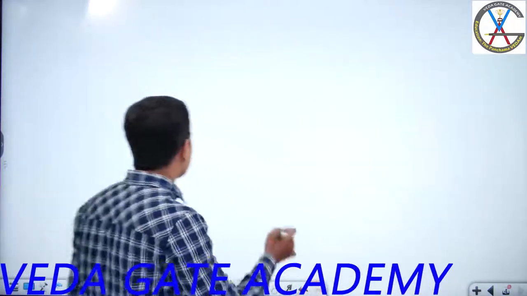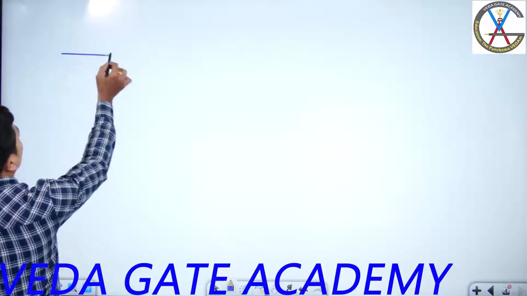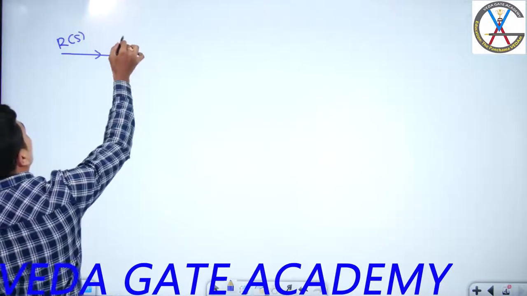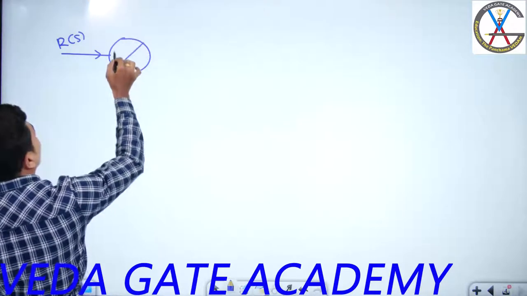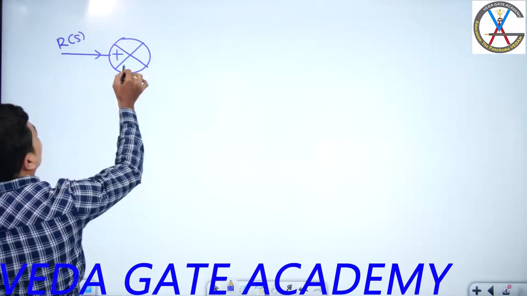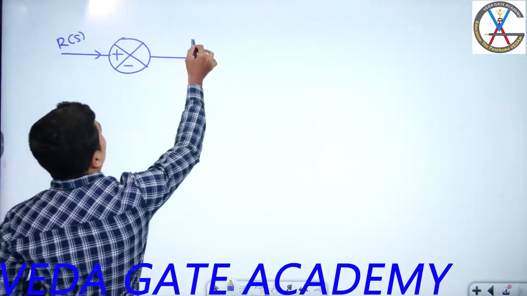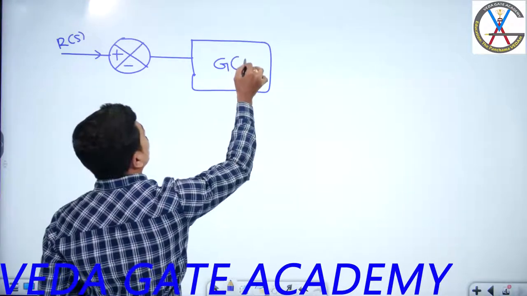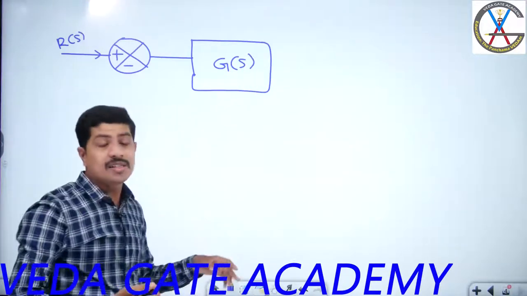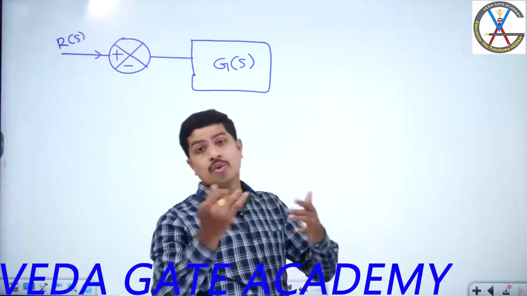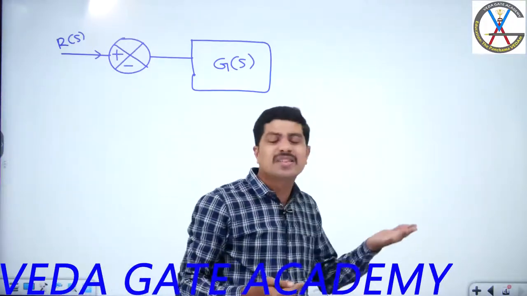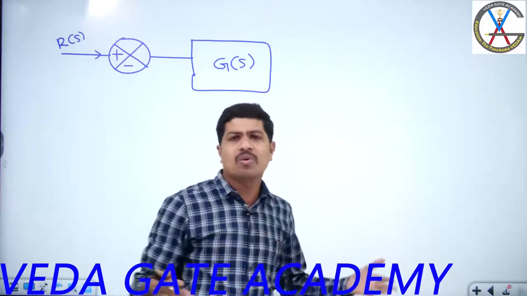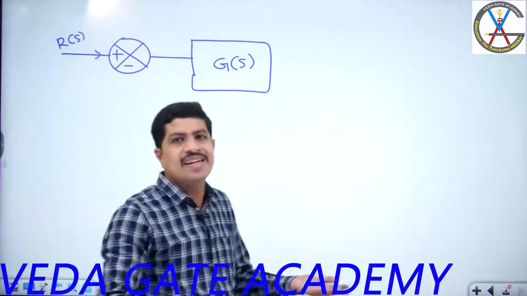Let us represent it in S domain. This is R of S. We know very well what R of S is. R of S is the Laplace transform of the input signal. That G1, G2, both we multiply. We simply call it G of S. G of S is the multiplication of G1 of S and G2 of S, where G1 of S is the function of the controller and G2 of S is the function of the system. Both we can multiply in S domain because both are in cascade.